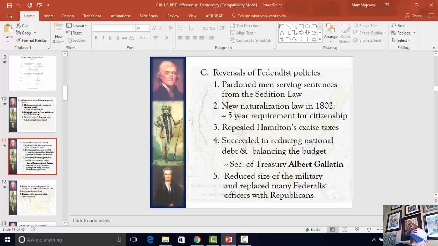Interestingly enough, Gallatin was a Frenchman, so he worked closely with a Frenchman he had met while in France, who liked his Treasury ideas. He liked this reduction of the debt idea, and so he and Gallatin worked closely in order to reduce it.